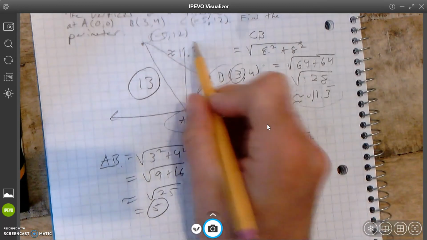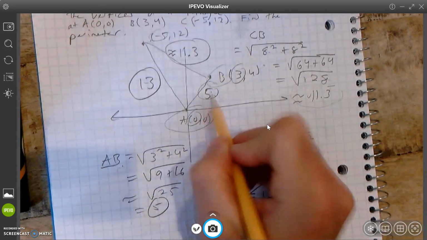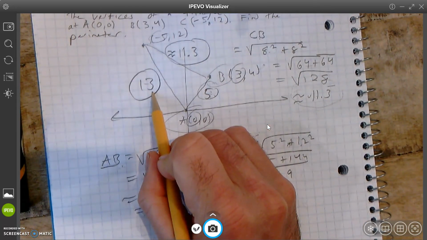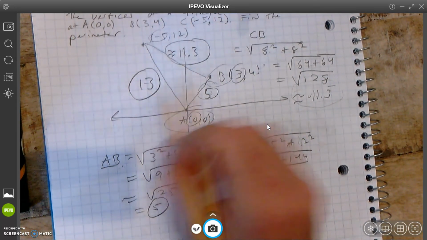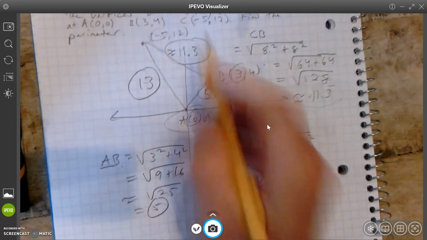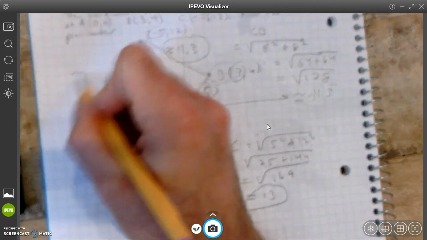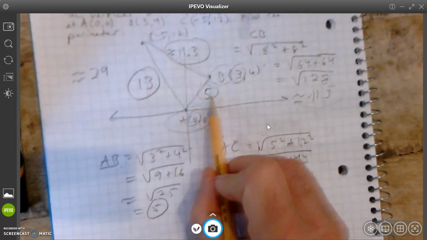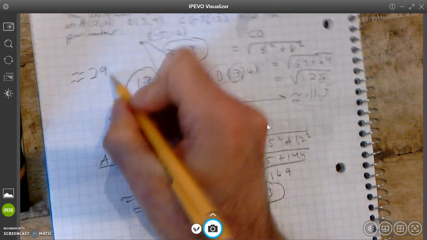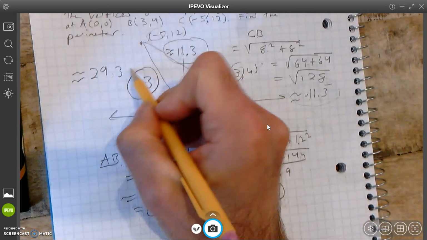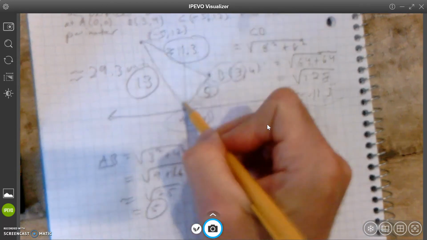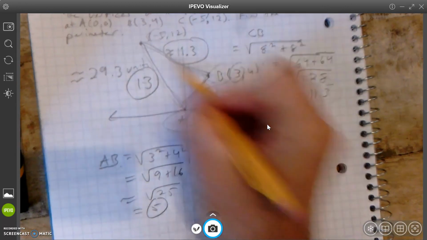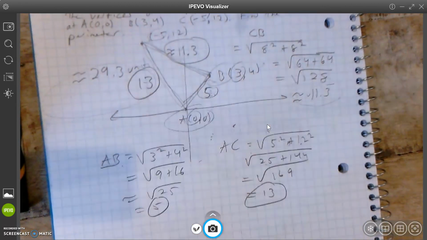Okay. So now we have 5 plus 13, which is 18, plus 11.3, which is 29.3. So the answer is about, the perimeter is about 29.3 units around the triangle. Here we go. Good work, everybody.